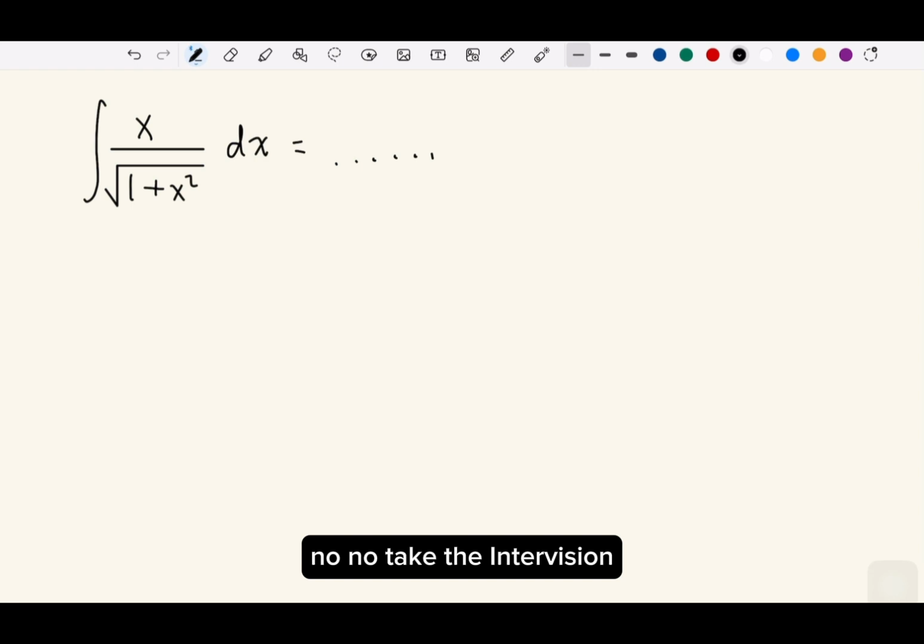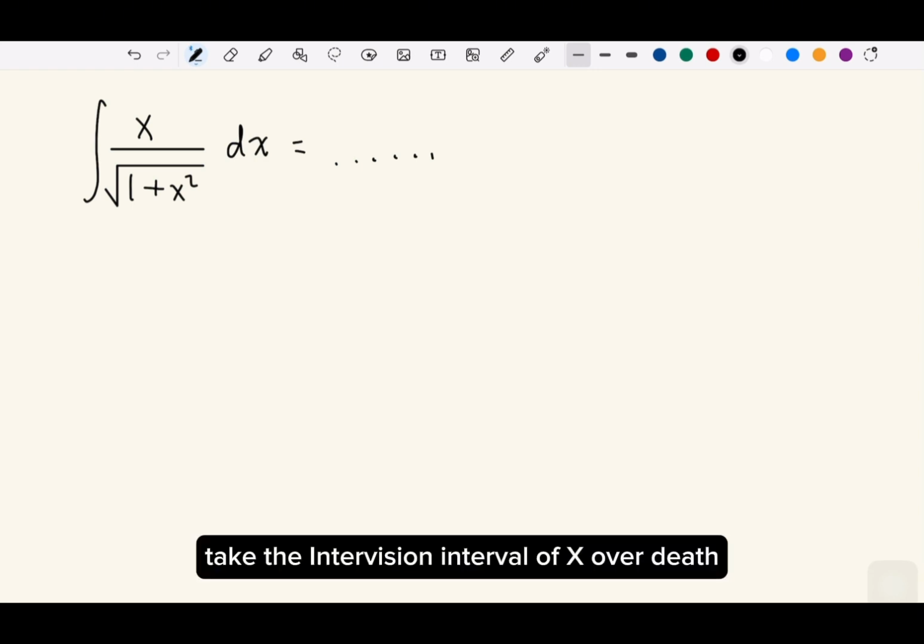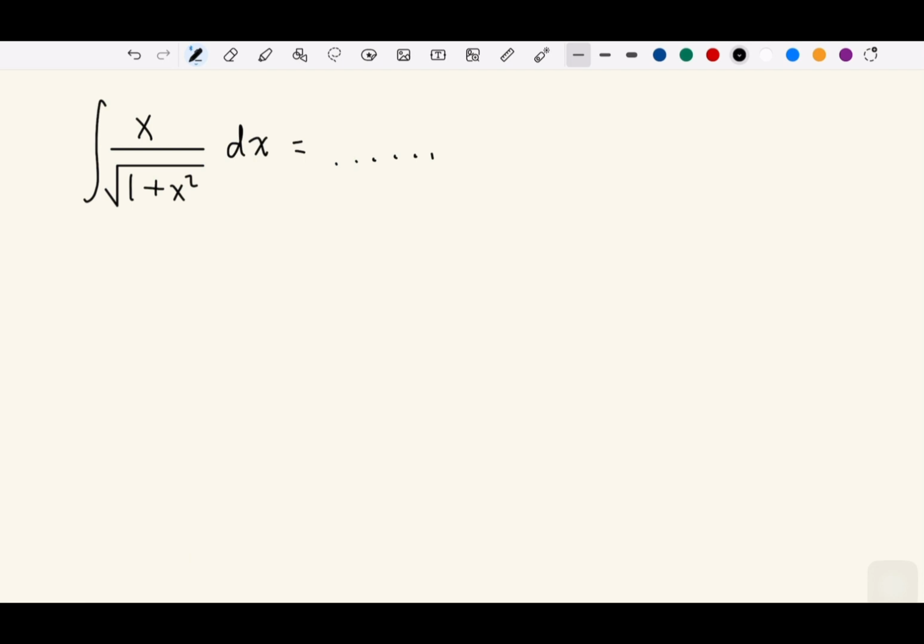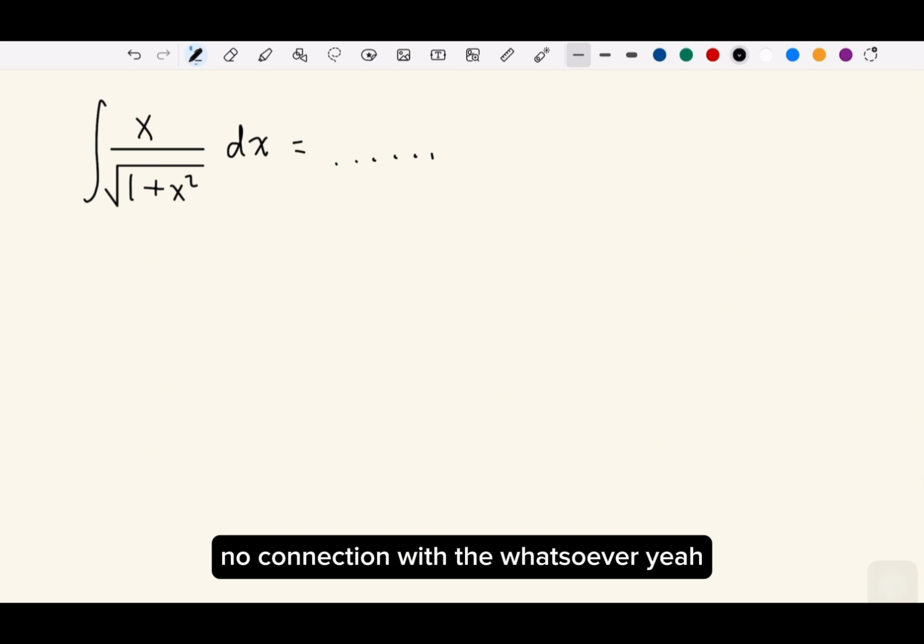Take the integration. Integral of x over that. Why loop it? No, this is integration. No connection with that whatsoever. Yeah, that's like it.